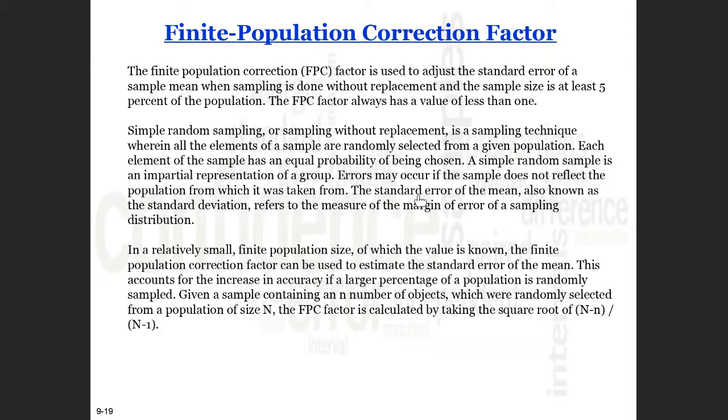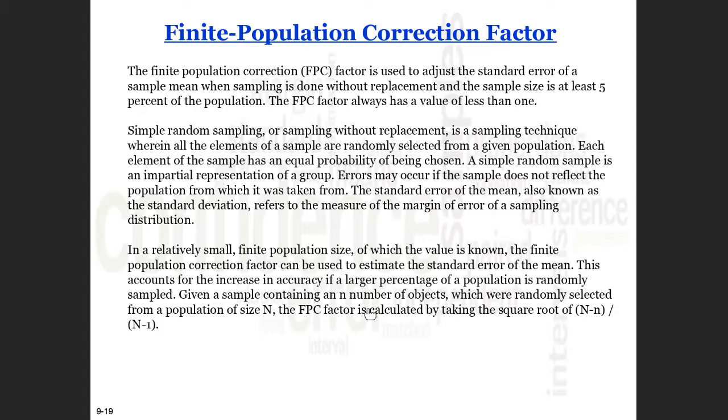The standard error of the mean, also known as the standard deviation, refers to the measure of the margin of error of a sampling distribution. We've gone through this previously. In a relatively small finite population size, of which the value is known, the finite population correction factor can be used to estimate the standard error of the mean. This accounts for the increase in accuracy if a larger percentage of the population is randomly sampled. As we talked about before, increase the sample size, it approximates the normal population.